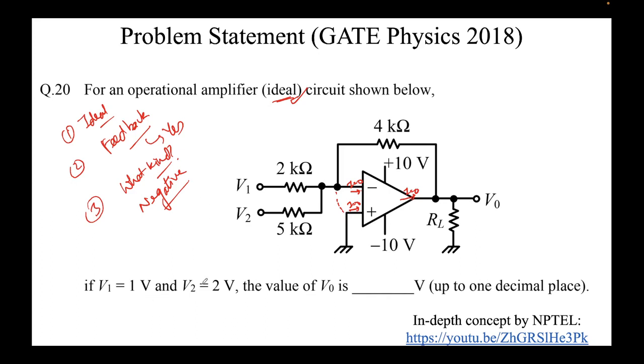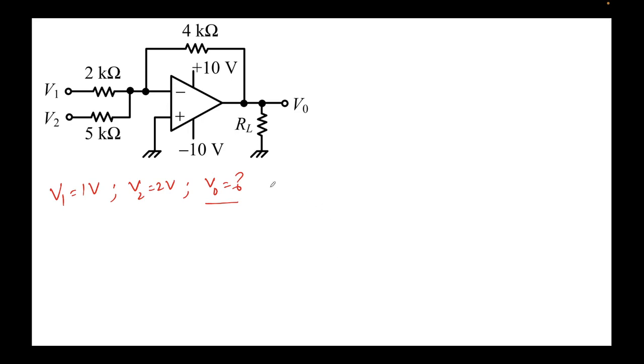So V1 is 1, V2 is 2. What is the value of V0? Again, a very simple question. We'll apply the same concept as before: KCL, KVL and nothing else. Current would be 0 here, current would be 0 here, and virtual short means the voltages would be the same at this point and at this point. Current is 0 in this, so no current will go out. Fine, let's go ahead now.